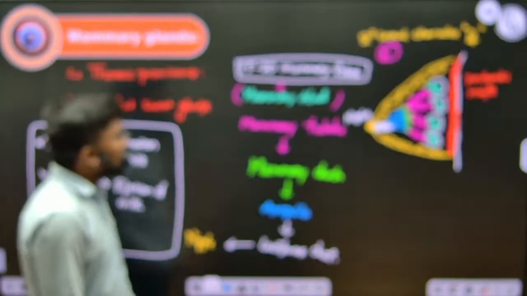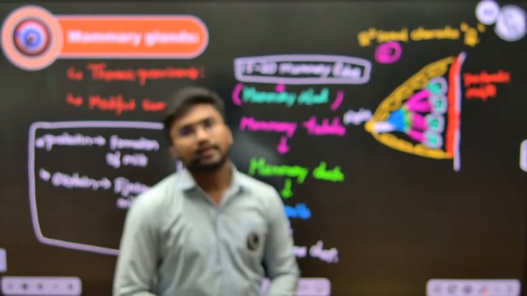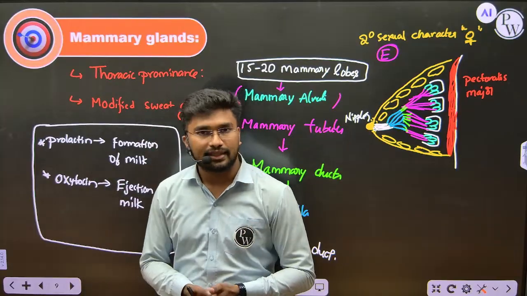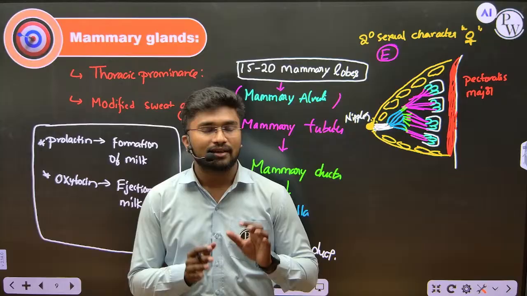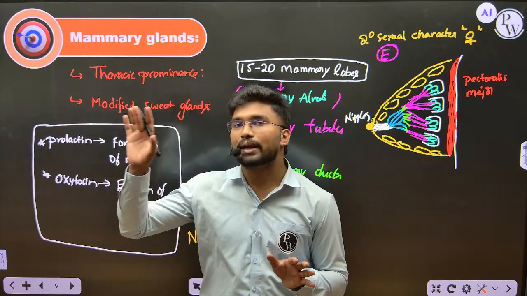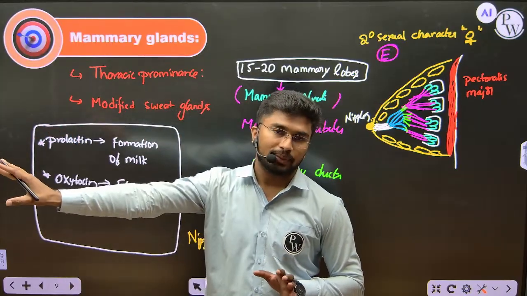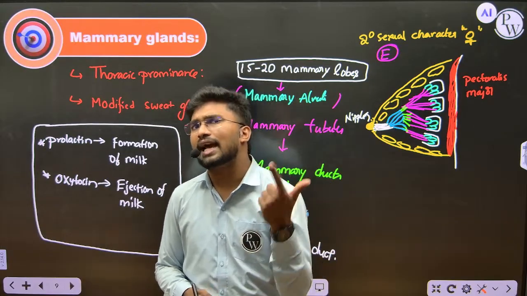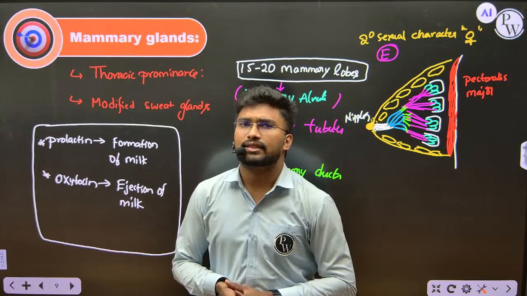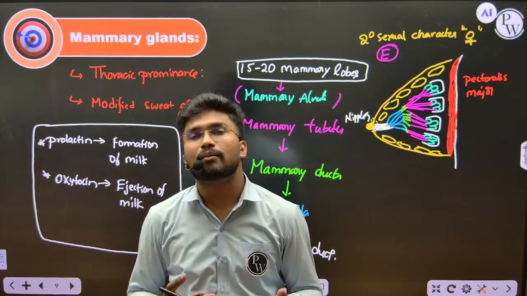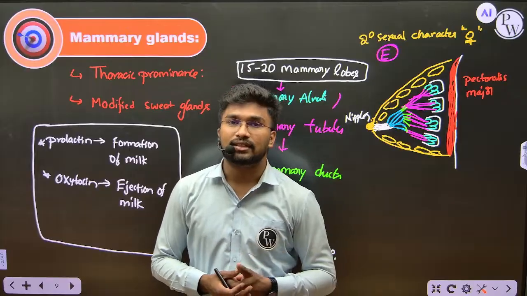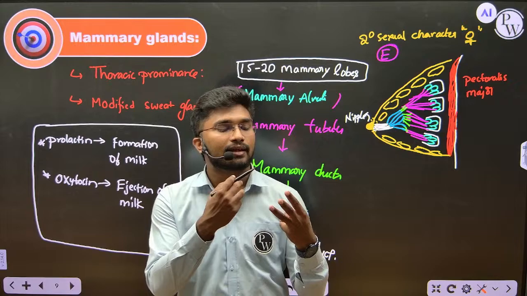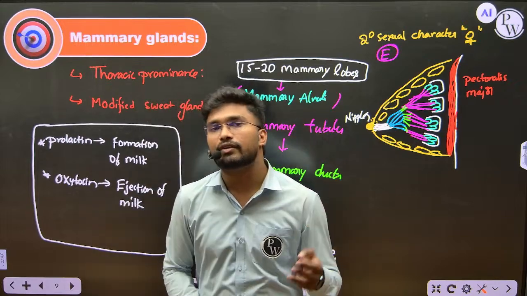So with this we'll conclude. The remaining topic, gametogenesis, will continue in the next class. What we studied in today's class: the female reproductive system has a primary sex organ, the ovary. The primary sex organ is responsible for the formation of hormones as well as gametes. After that, we studied accessory ducts. Fallopian tube, length 10 to 12 centimeters, has three parts: fimbriae, ampulla, and infundibulum.